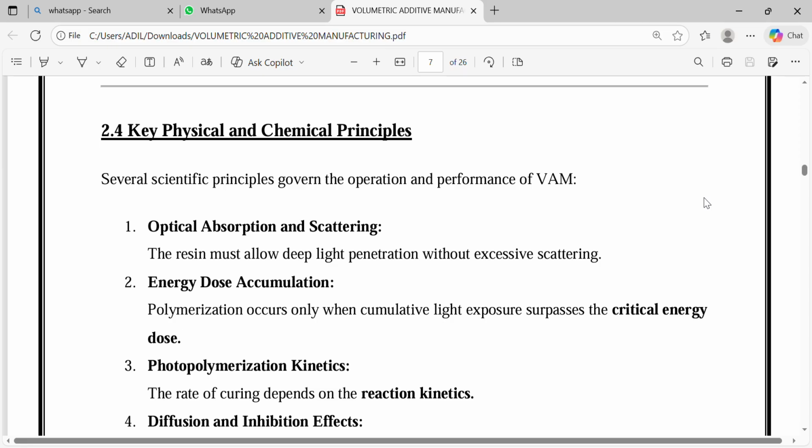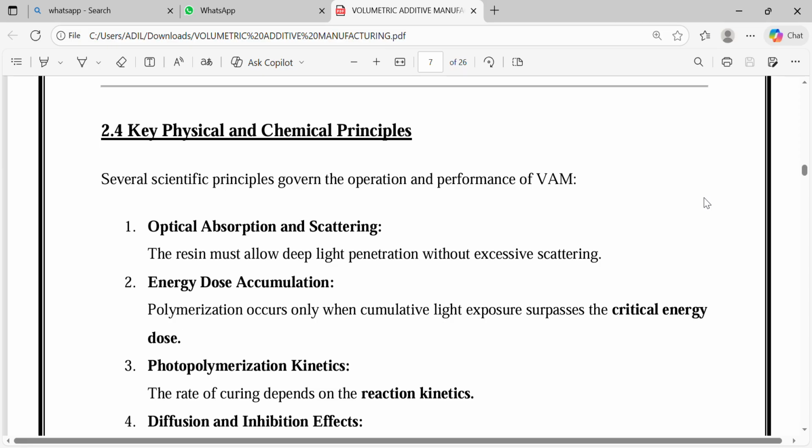Energy dose accumulation. Polymerization occurs only when cumulative light exposure surpasses the critical energy dose. Critical energy dose is the minimum energy required for solidification. It determines the gel point of the resin. It influences the voxel size and resolution. It affects the mechanical properties of the printed parts.